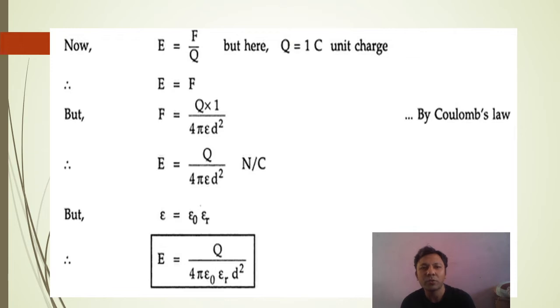So it is Q over 4 pi epsilon d square, and we know that epsilon is permittivity, and there are two permittivities, relative permittivity and absolute permittivity. So put these two permittivities in epsilon. So the whole equation is that intensity E equals Q upon 4 pi epsilon 0 epsilon r d square.